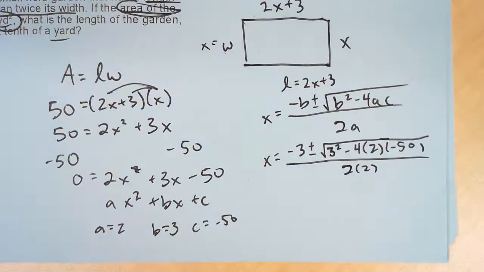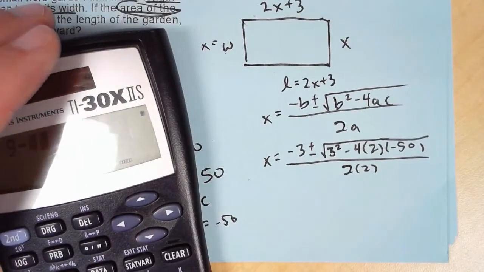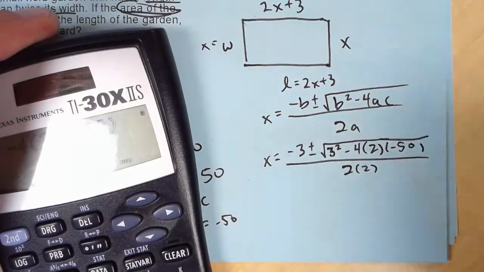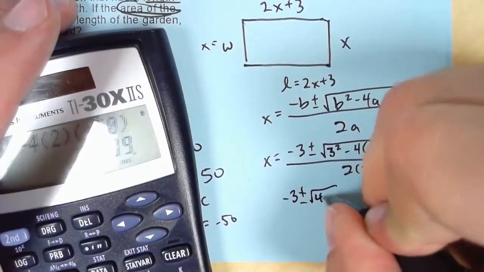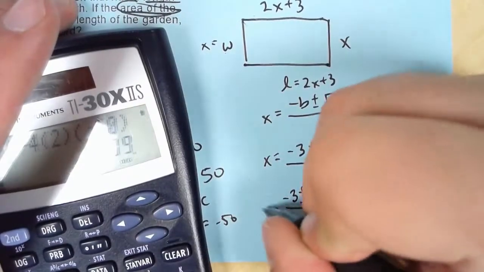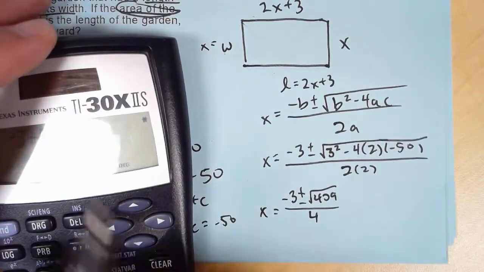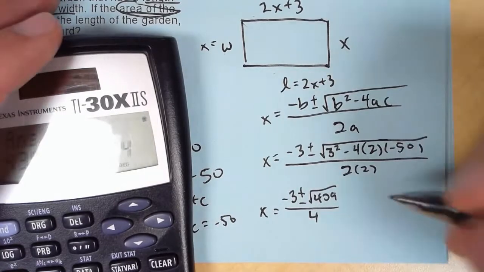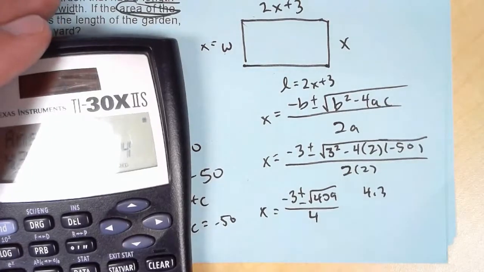Alright, when I simplify this, I'm going to work it out on the inside. So 3 squared is 9 minus 4 times 2 times negative 50. It's 409. So I get negative 3 plus or minus the square root of 409 all over 4. So I made 2 decimal approximations for this, one with a plus and one with a minus. So we're doing negative 3 plus the square root of 409 all divided by 4. So the positive version is going to give us 4.3.